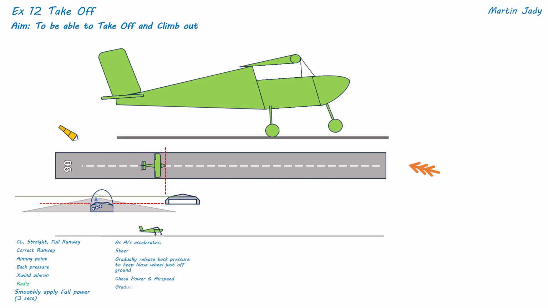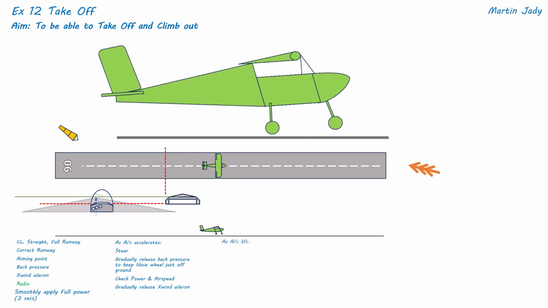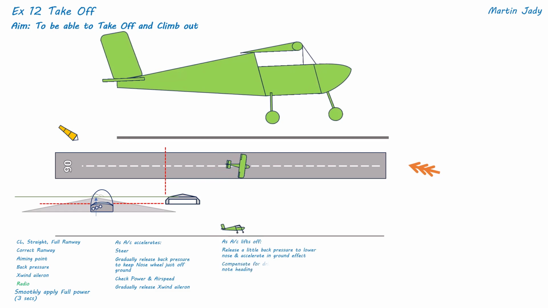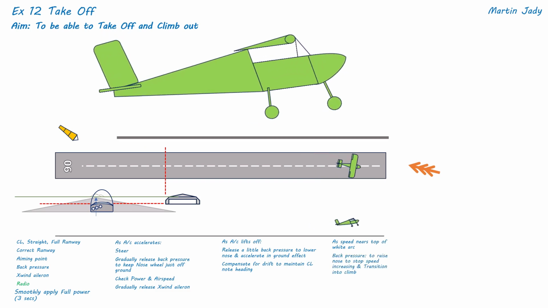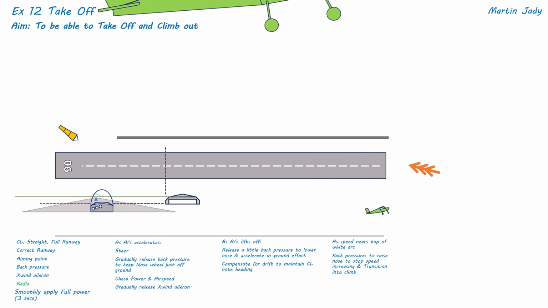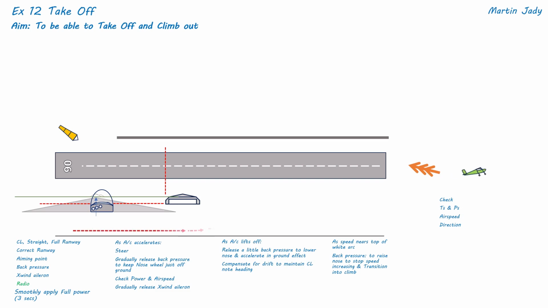As we accelerate, we reduce the into-wind aileron. When the aircraft lifts off, we release a little more of the back pressure to fly straight and level and accelerate in ground effect. We turn into wind to compensate for any crosswind to maintain a runway heading. As the airspeed nears the top of the white arc, we apply back pressure to the stick, raising the nose to stop the acceleration and transition into the climb. We check our engine T's and P's, that our airspeed is just in the white arc, and that we are tracking along runway heading. At 300 feet above ground level, we remove flaps and continue to climb away at 65 knots, maintaining a good forward lookout.